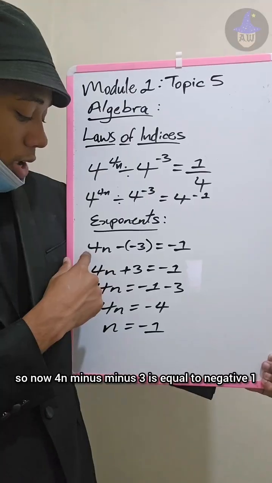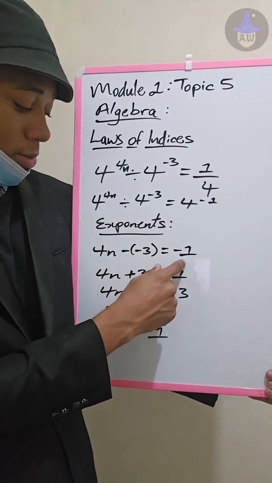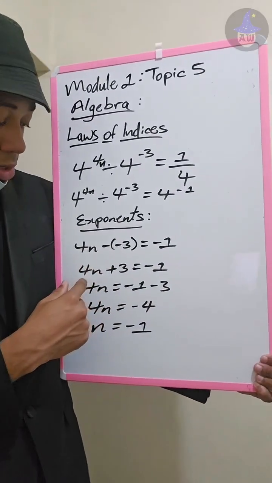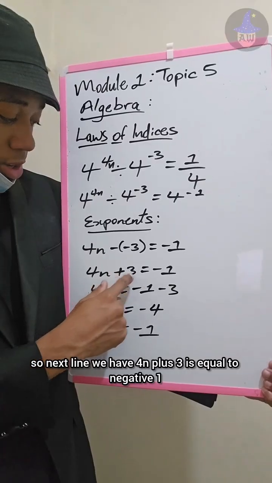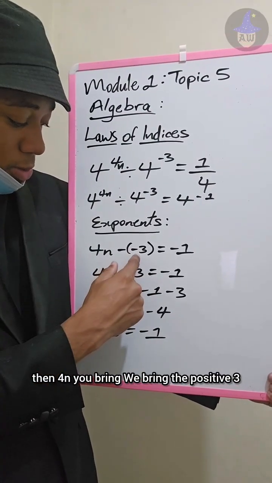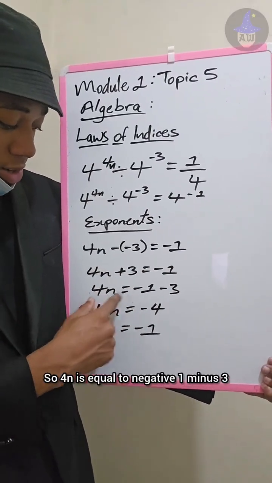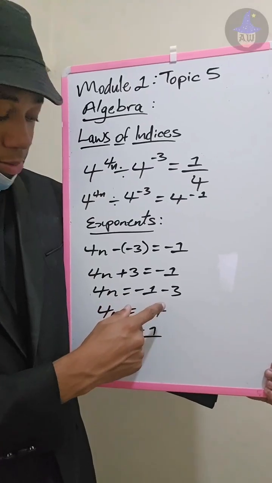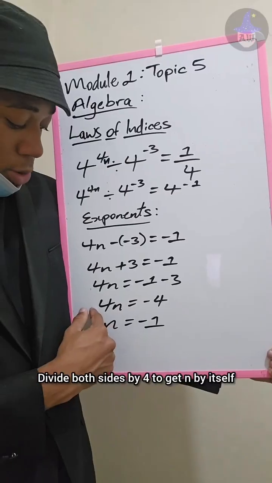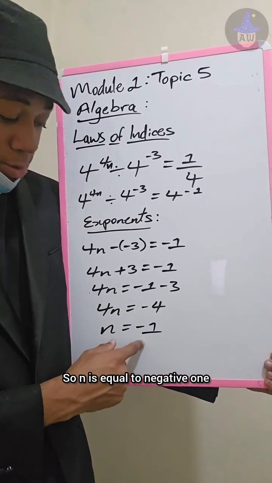So now 4n minus negative 3 is equal to negative 1. When you have a negative and a negative together, it becomes positive. So next line we have 4n plus 3 is equal to negative 1. Then 4n, you bring the positive 3 over to the other side, so it becomes negative. So 4n is equal to negative 1 minus 3. Now 4n is equal to negative 4. Divide both sides by 4 to get n by itself. So n is equal to negative 1.